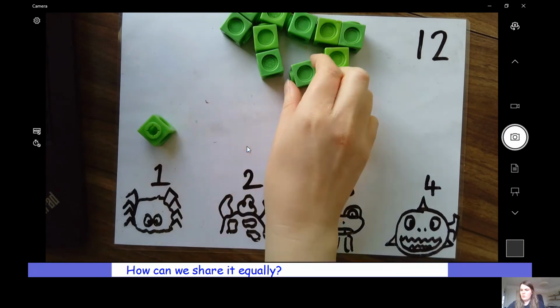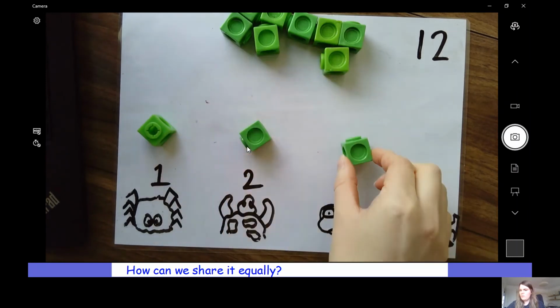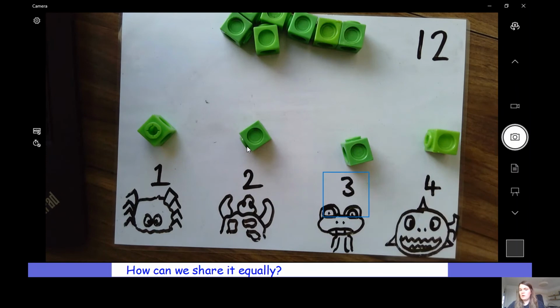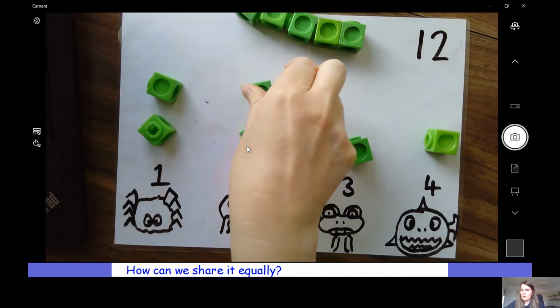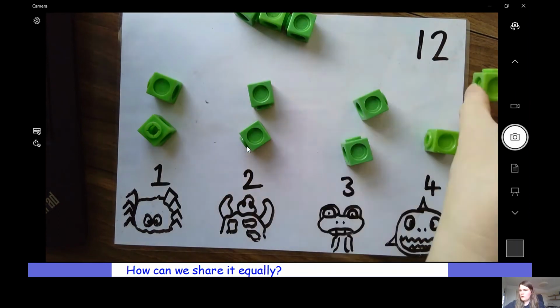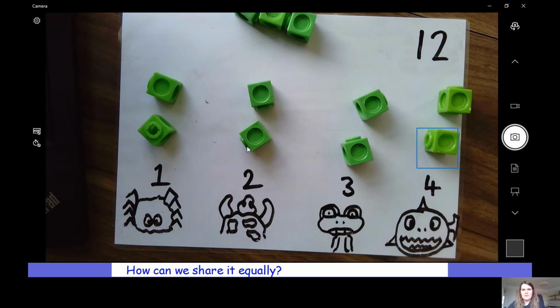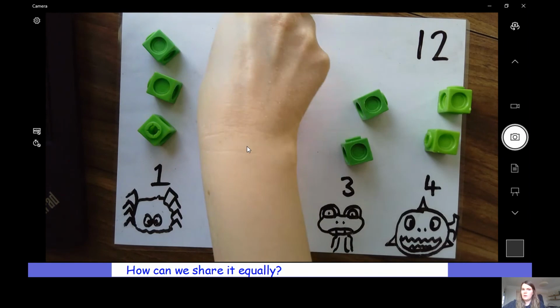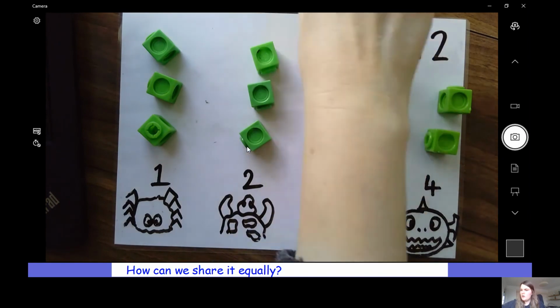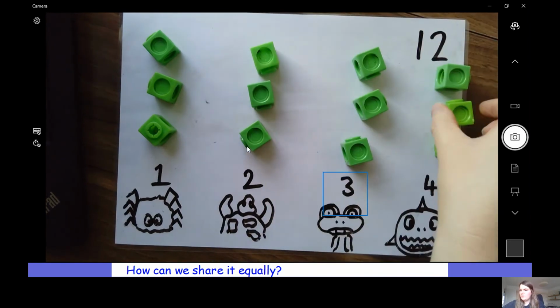1 for you, 1 for you, 1 for you, 1 for you. Have they all got equal parts so far? Yes, they have. So far, they've all got 1. Let's keep going. 1 for you, 1 for you, 1 for you, 1 for you. Am I still sharing equally? Yes, I am. Fantastic. 1 for you, 1 for you, 1 for you, 1 for you.